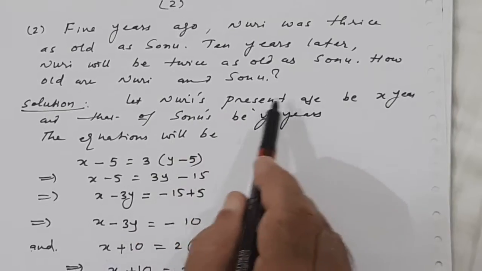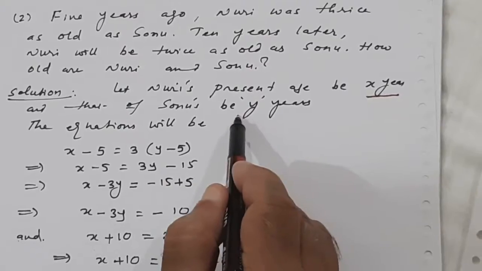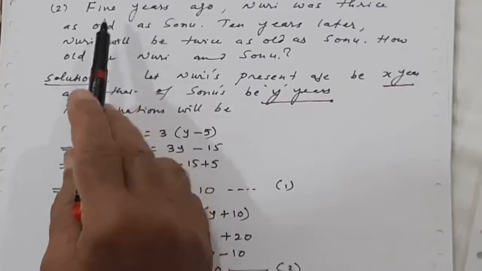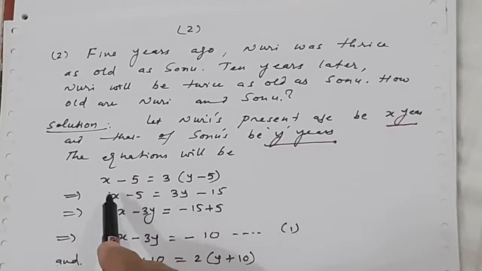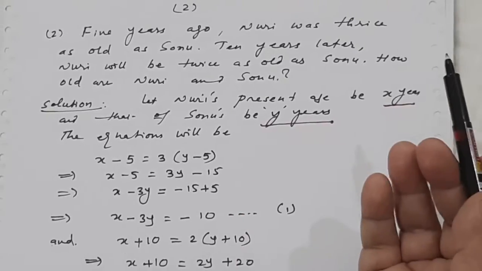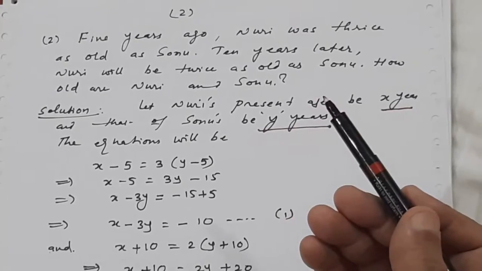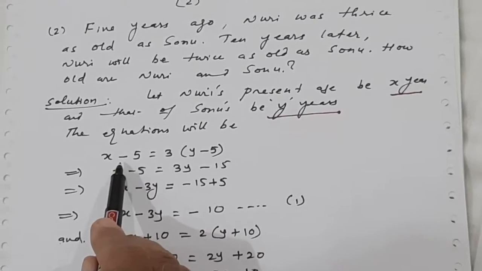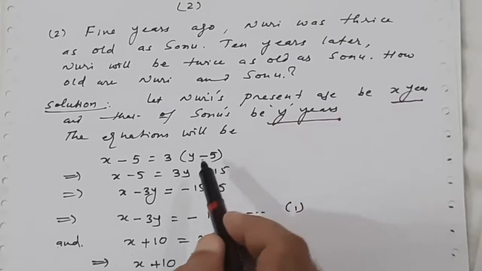So let Noori's present age be X years and that of Sonu's be Y years. These are the present ages. Now the equations will be, now what is the first condition? 5 years ago means before 5 years. So 5 years ago means today she is X. Suppose now she is 20. So 5 years ago she must be 15. So we are subtracting 5. So Noori will be X minus 5 and Sonu will be Y minus 5.